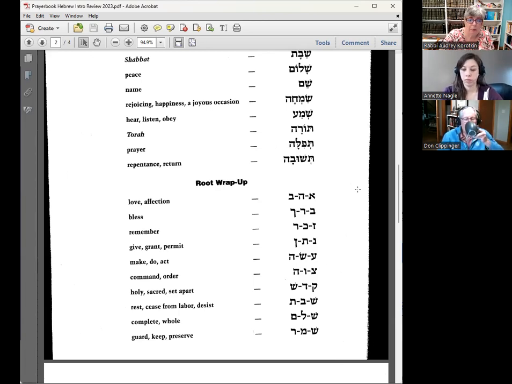Because the earliest prayer books were not really prayer books that were printed and available to everybody, they were handwritten scrolls or handwritten codices that the leader would recite. And there was a lot of biblical material that was put into the prayers so that people would be able to recognize it and know what it was.